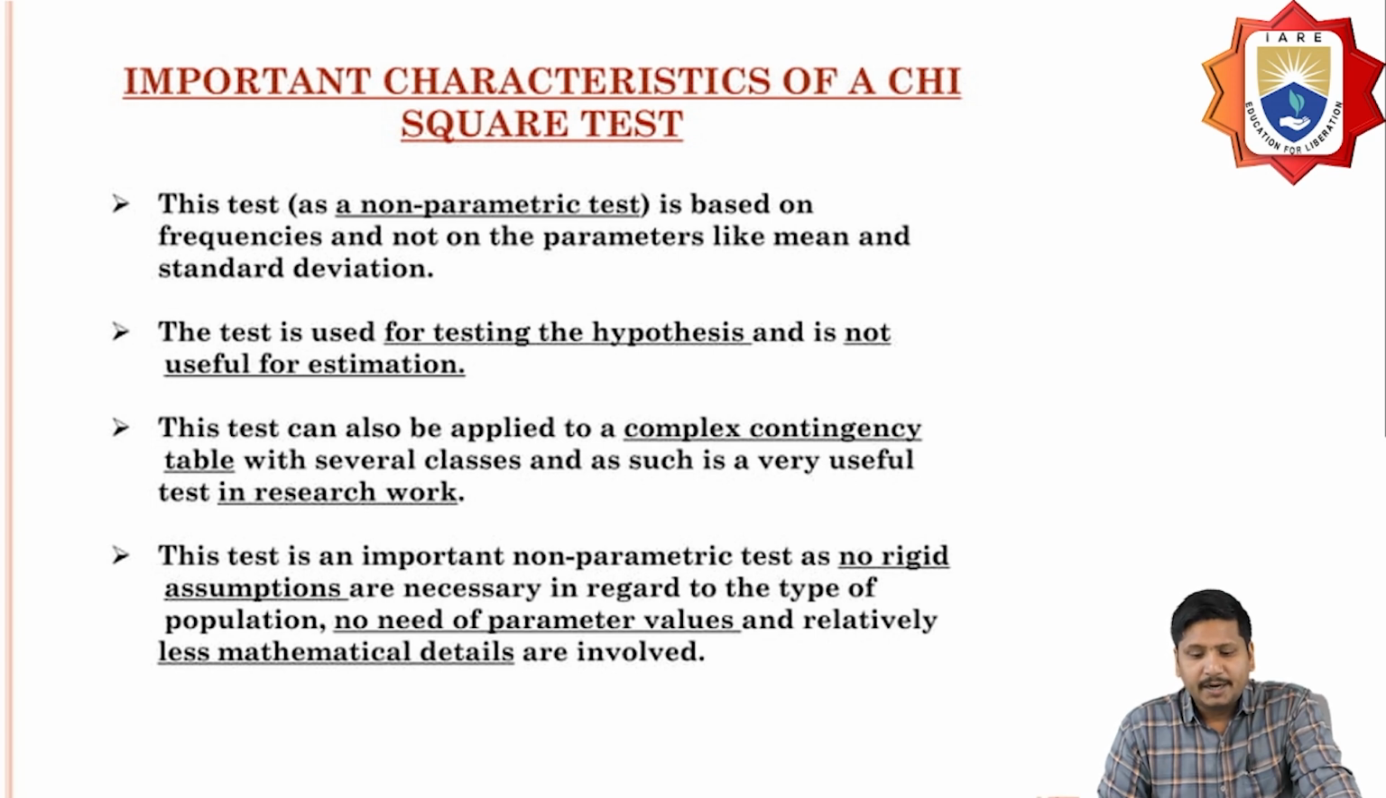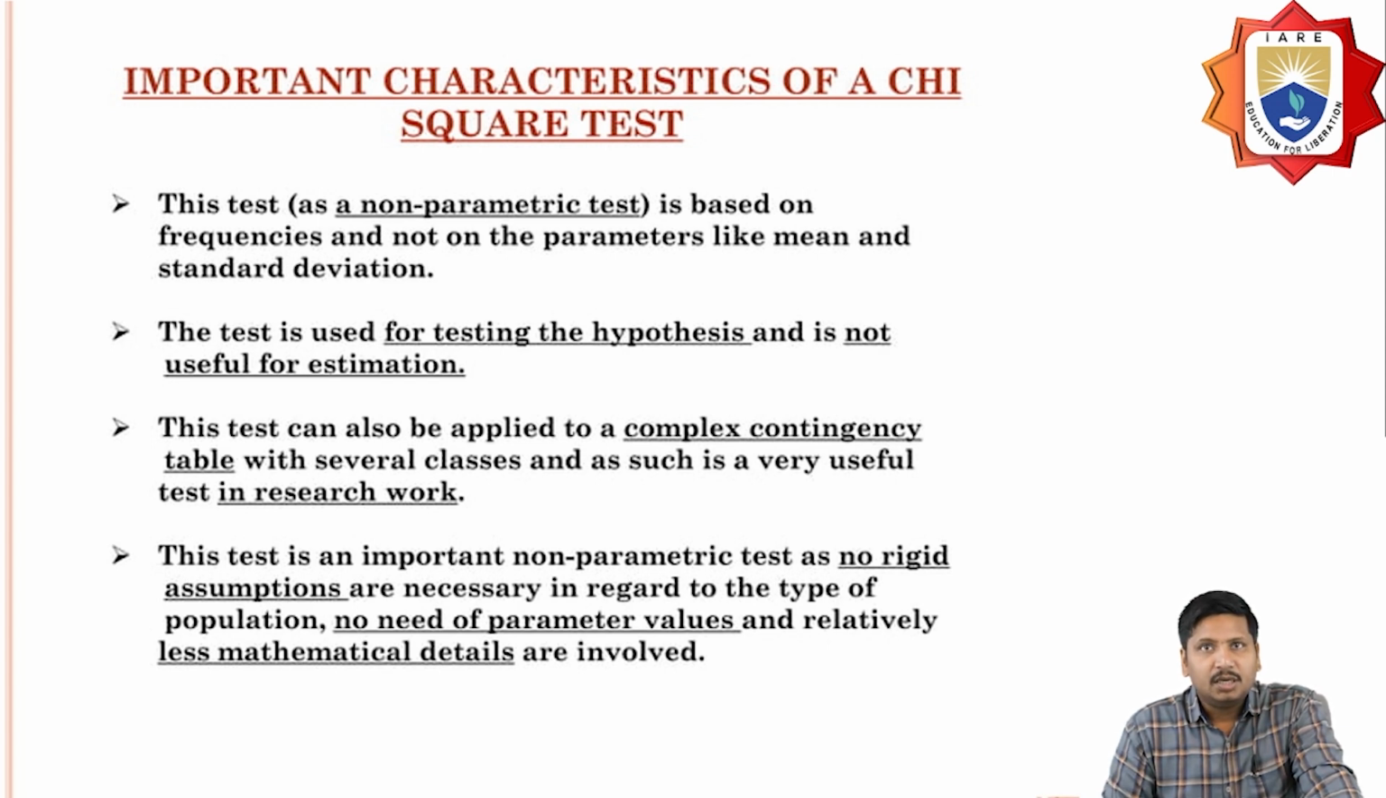So, what are the important characteristics of the chi-square test? This test is based on frequencies and not on parameters like mean and standard deviation. It is used for testing hypotheses and is not useful mainly for estimation. It can be applied to a complex contingency table with several classes, and as such is a very useful test in research work. It is an important non-parametric test as no rigid assumptions are necessary regarding the type of population, and there is no need for parameter values, so relatively fewer mathematical details are involved.